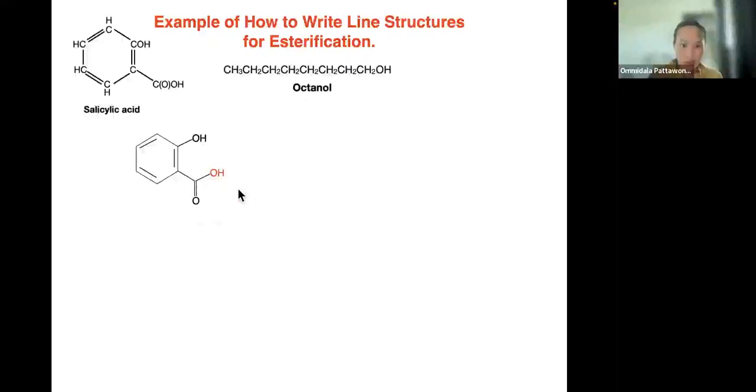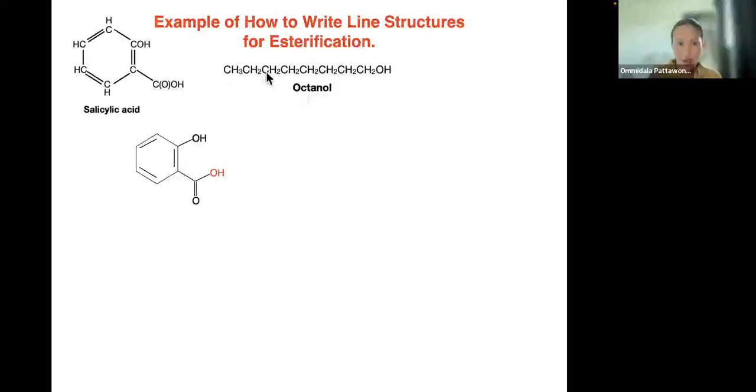This is going to be the one that will participate in the chemical reaction, because we need the carboxylic acid to react with the alcohol. That means the alcohol functional group that is present in salicylic acid will not participate in the chemical reaction in this case. Next one, octanol. The word octa comes from the fact that it contains 8 carbons.